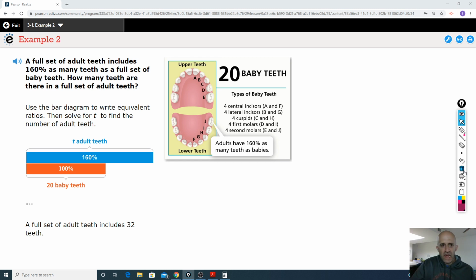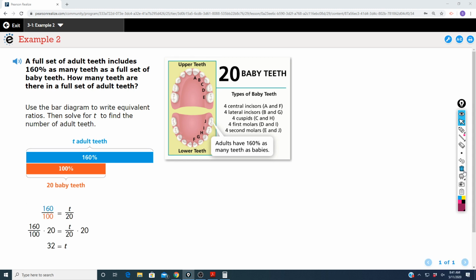Okay. So now here's another thing: another way of setting up two equivalent ratios. Let's look at our little problem here. It says a full set of adult teeth, nice picture, includes 160% as many teeth as a full set of baby teeth. Obviously it tells you the answer here, but just to break this down, it asks how many teeth are there in a full set of adult teeth?